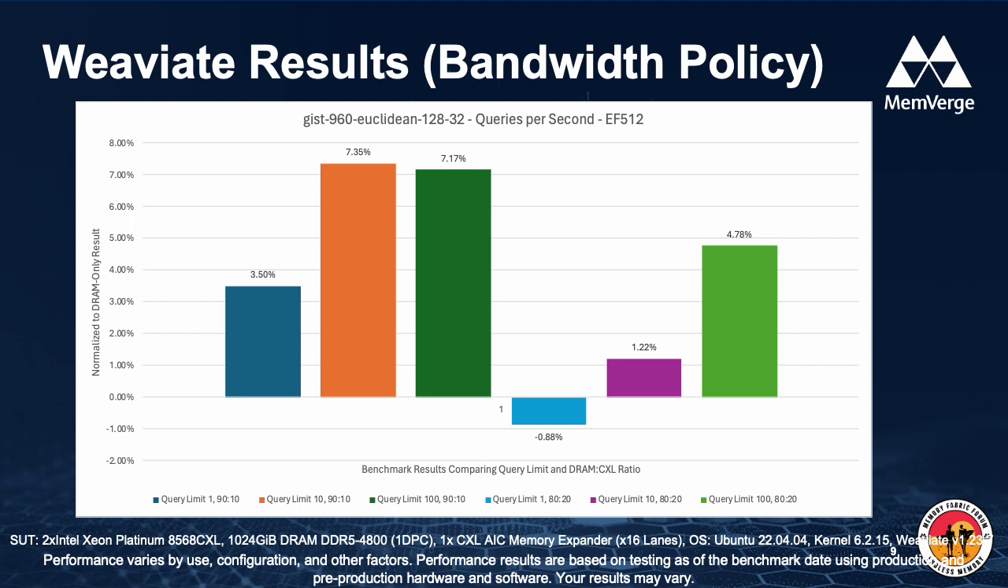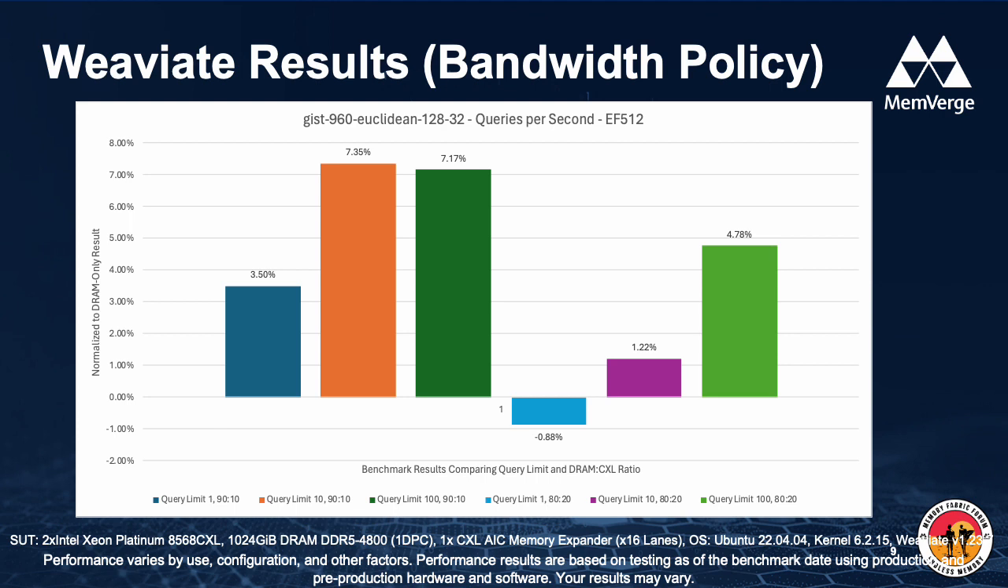The charts here have 6 bars. The first 3 bars represent the 90-10 ratio, so 90% of the data lived in DRAM and 10% lived in CXL. The benchmark has a variable called limit, which limits the number of results that you get back per query. The first bar is a limit of 1 result, then 10 results, then 100 results. You can see that at least with the 10 and 100, the orange bar and the dark green bar, we're getting a little over 7% here.